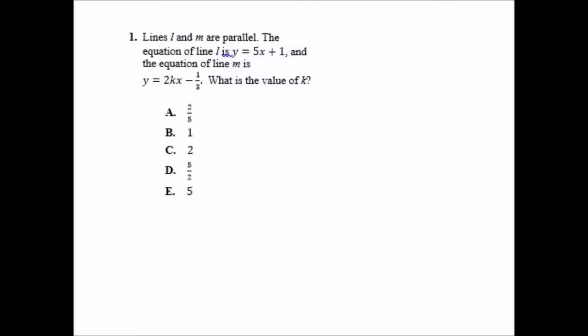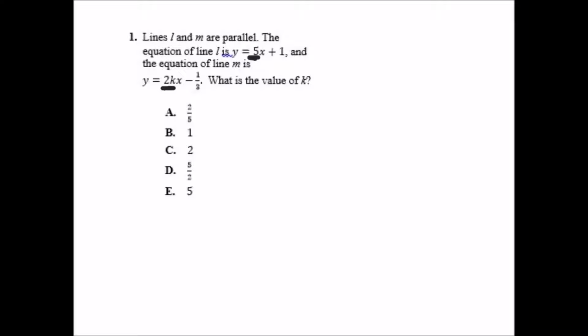This problem says lines L and M are parallel. The equation of line L is y equals 5x plus 1, and the equation of line M is y equals 2kx minus 1/3. In these equations, they're written in slope-intercept form. The slope of the first line is 5, and the slope of the second line is 2k. Now the lines are parallel to each other, so the slopes have to be equal.